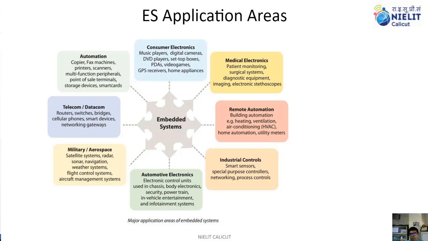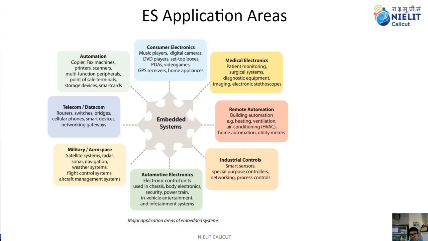These are a few application areas under medical electronics. And similarly, for remote automation applications like IoT, we have building automation, monitoring the weather conditions, home automation, utility meters, etc. under the category of remote automation applications. Industrial control applications consist of smart sensors, special purpose controllers, networking related applications, and process controls.